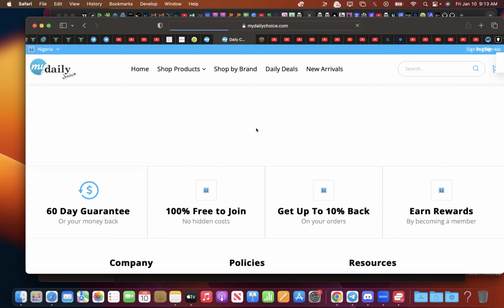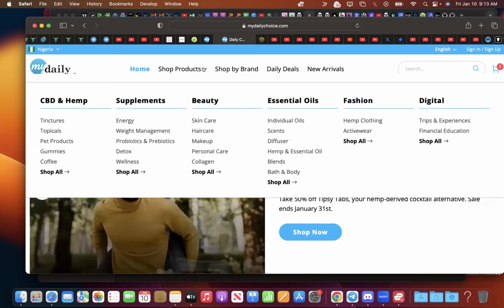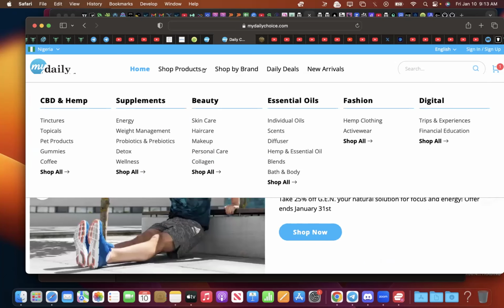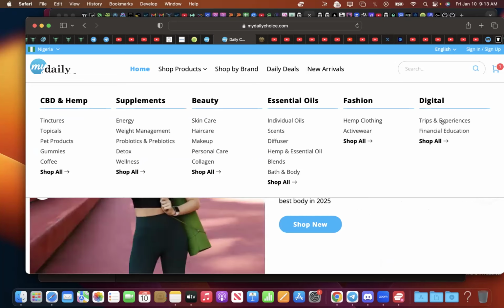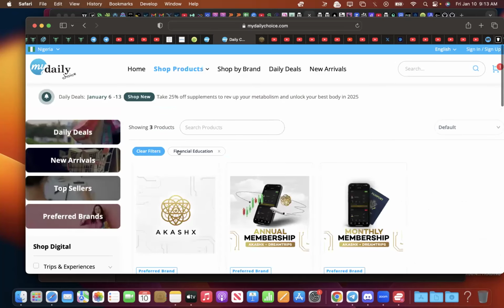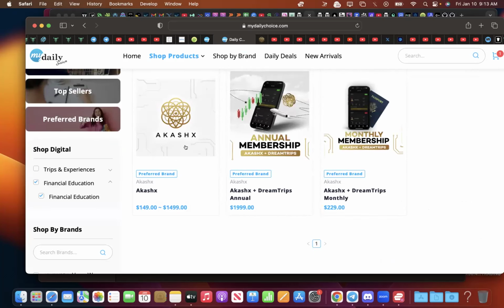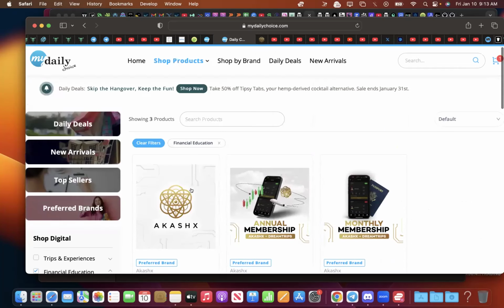shop. So when you go to shop, you are going to see shop product, and then you click on financial education or something. All right, so look at it. If I click here now, if I click on product, you can see digital, and then you see financial education. When you click on the financial education, you can see ACAS X. All right, and there's a promo that is going on. That's the advantage.